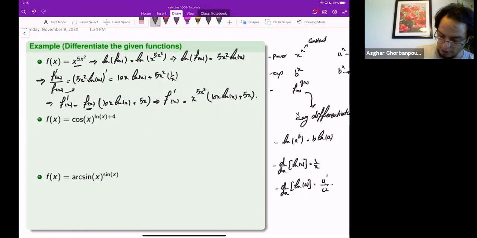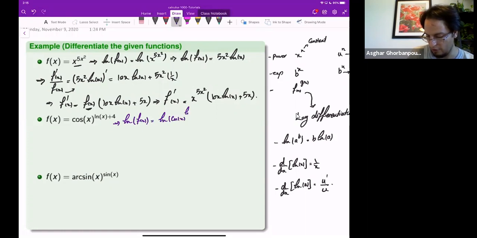Okay, so let me do the second one here. ln of f of x is equal to ln of cosine x to the power ln x plus 4. But then I can apply properties of ln to the right-hand side, and I get ln x plus 4, the whole thing, times ln of cosine x.